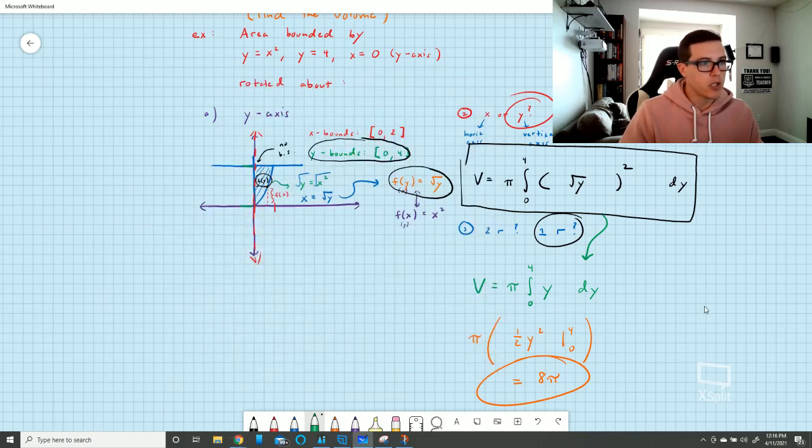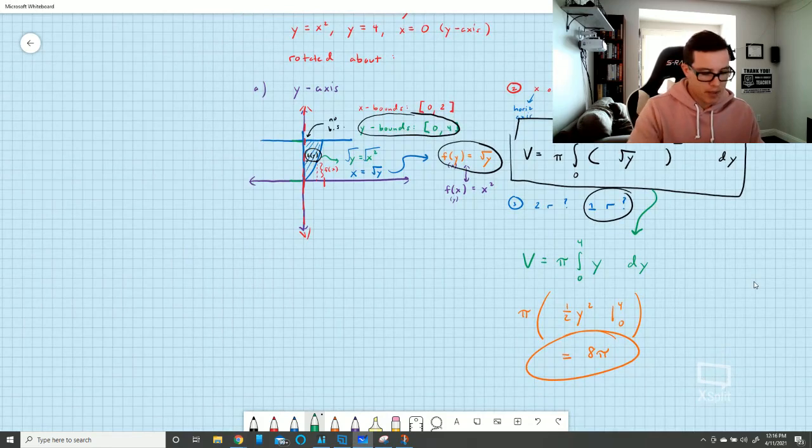All right, let's do the exact same setup, but this time for part B, let's go around the line x equals -3.